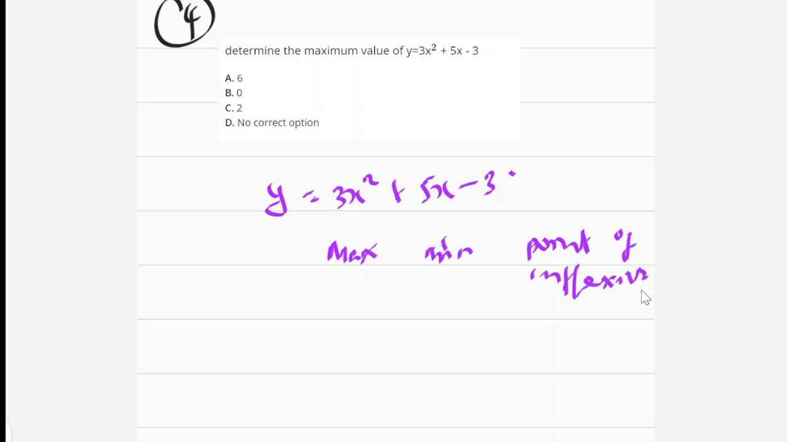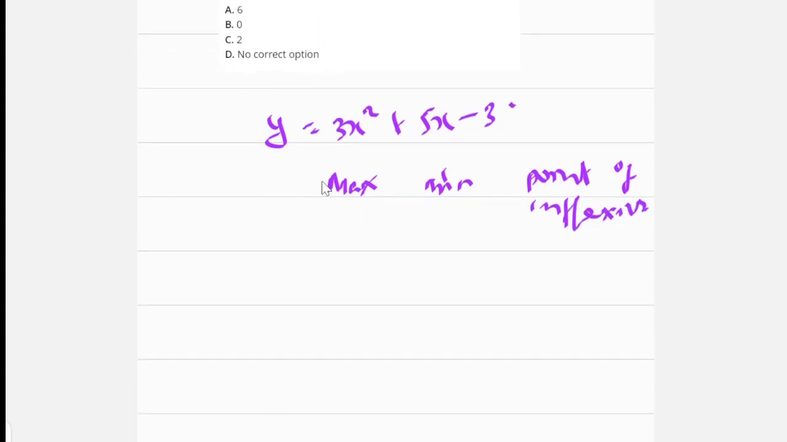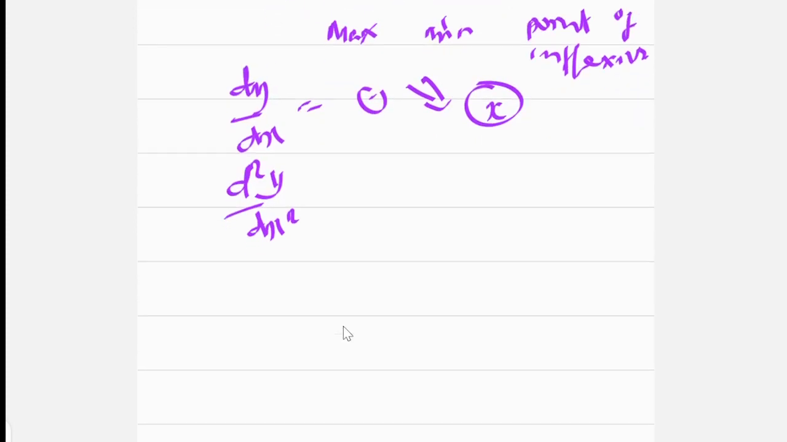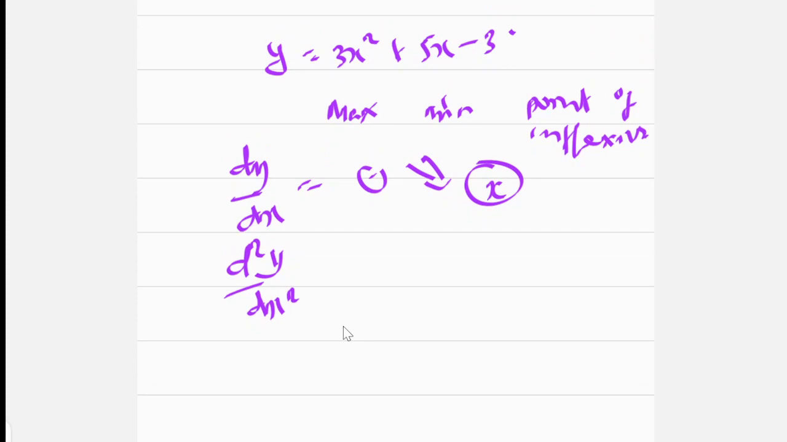So if you want to obtain this, you have to find your dy/dx equals 0. That's your turning point, and perhaps you can solve for the corresponding value of x here. When you now find your d²y/dx², you know d²y/dx² is the second order derivative. That is the function you've differentiated before, you differentiate it again. I hope you understand now.